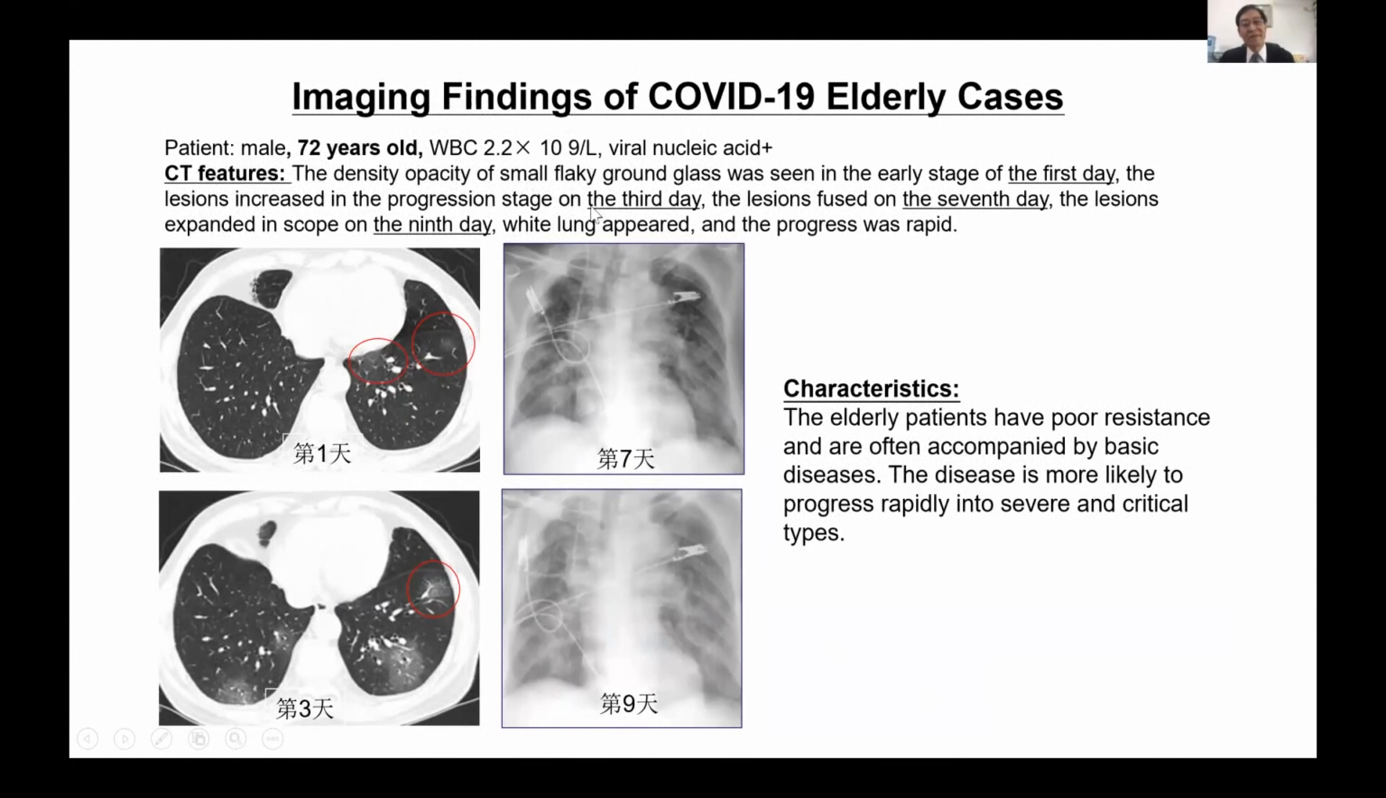How do you know image finding of COVID-19 elderly cases? This case, male, 72 years old. Novel coronavirus nucleic acid positive. CT manifestation shows a small flock of ground glass opacity in the early stage, on the first day.